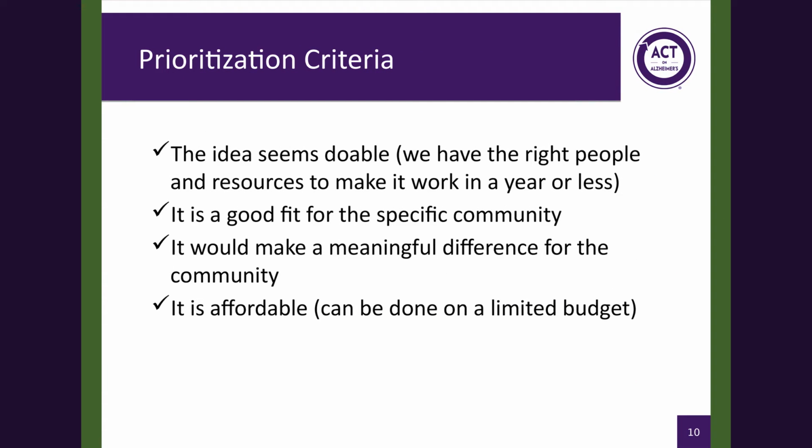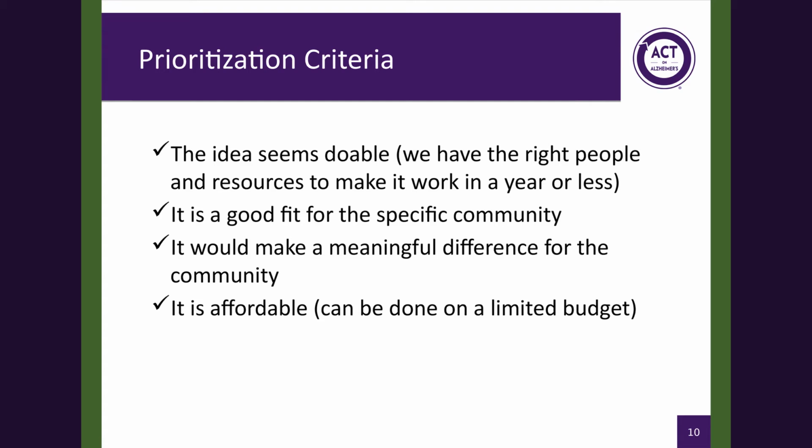Prioritization criteria that's been helpful to our action communities to date include this list. Which ideas seem doable? Do you have the right people and the right resources to make it work in a year or less? Is it a good fit for the specific community? Some ideas are doable and you might have the right people, but it just doesn't resonate with your community's culture or attributes.